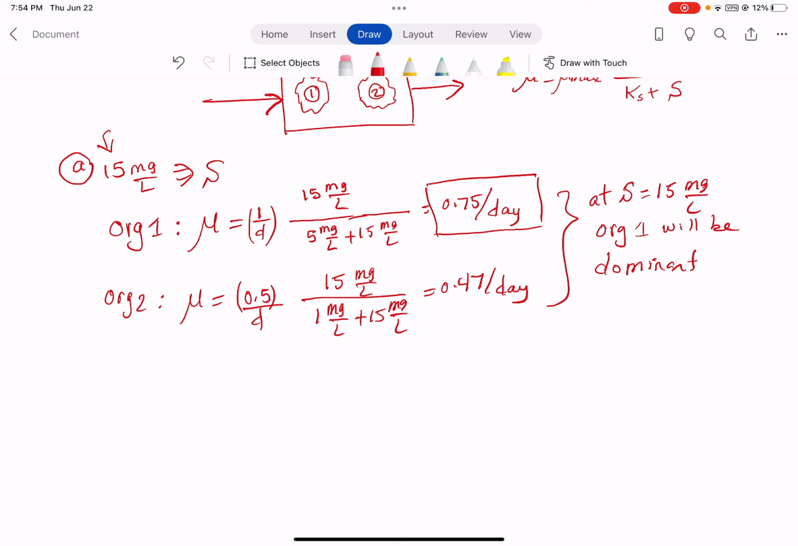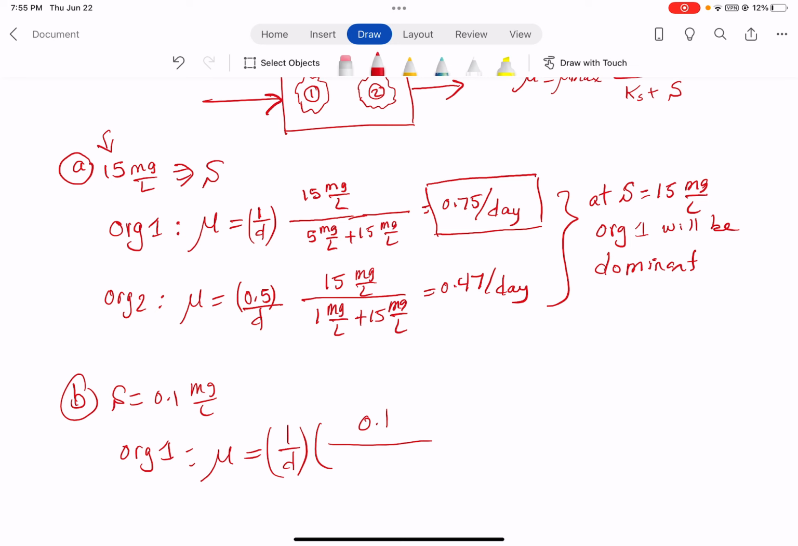Okay, let's look at the other concentration. Now, when we have food at 0.1, S is 0.1 milligram per liter. Very low amount of food. What will happen? Which one of these organisms will dominate? Let's say organism 1, mu. Of course, mu max will not change. It's the same rate, but now we'll have 0.1. The Ks affinity will not change, plus 0.1. Okay, 0.1 over 5.1 times 1. This would give you 0.02.